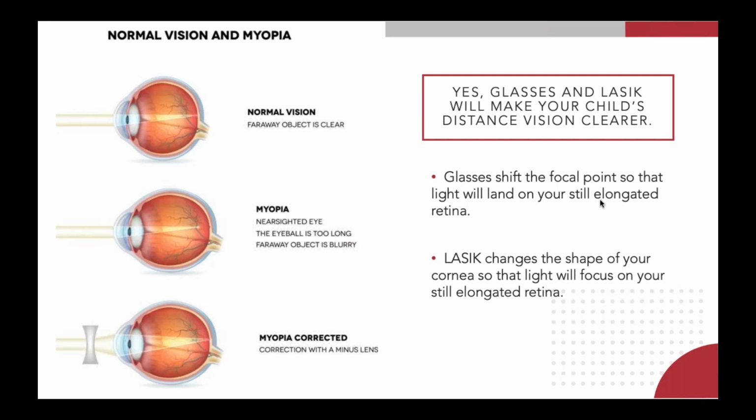But all glasses do is shift the focal point to land on the retina. So now you're shifting light to land on your already elongated retina. And then LASIK, what LASIK does, it just eliminates the need for glasses. It reshapes the cornea so that light lands on your already elongated retina. So this doesn't change the shape of the eye at all. Your eye is still stretched. You're still at risk for all of these serious sight-threatening conditions that we just talked about.